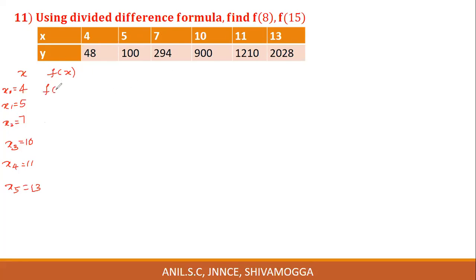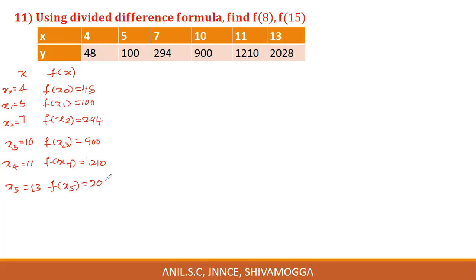Correspondingly, f of x0 is equal to 48, f of x1 is equal to 100, f of x2 is equal to 294, f of x3 is equal to 900, f of x4 is equal to 1210, and f of x5 is equal to 2028.